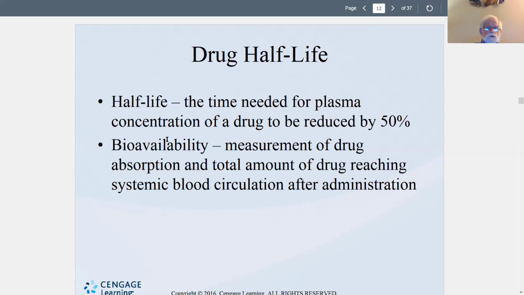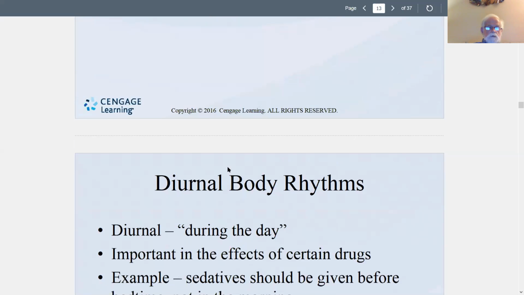There's another term you'll run into, bioavailability. That is the total amount of drug that actually gets into blood circulation after administration. So for an oral drug, it'll be what's left after that first pass metabolism. For an injectable drug, again, we generally consider them to be 100% bioavailable.